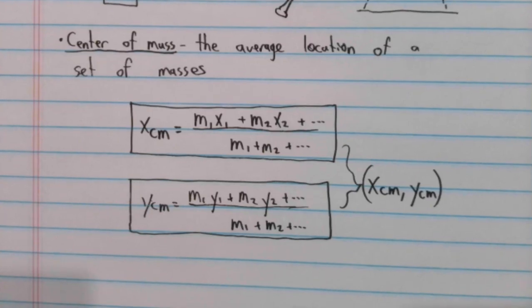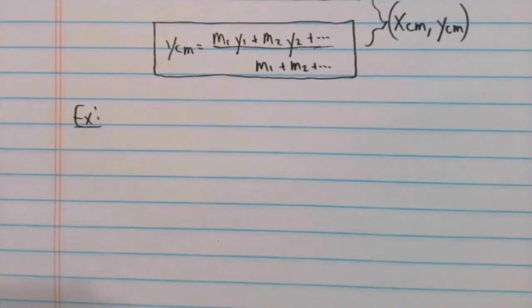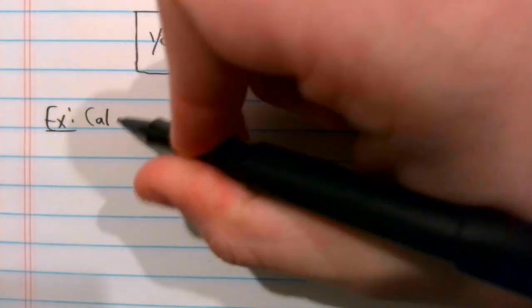Let's get to an example of these. First of which is quite easy. The equation is quite easy to use once you've comprehended the meaning of it. So here it is. I'm just going to draw it out. We're going to calculate center of mass.